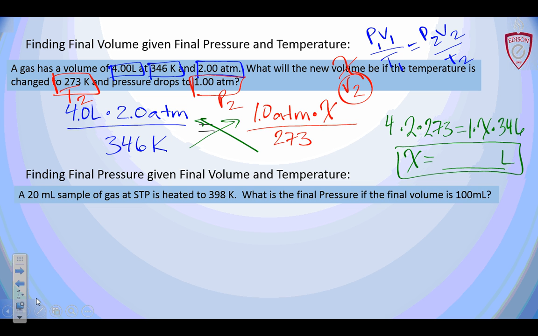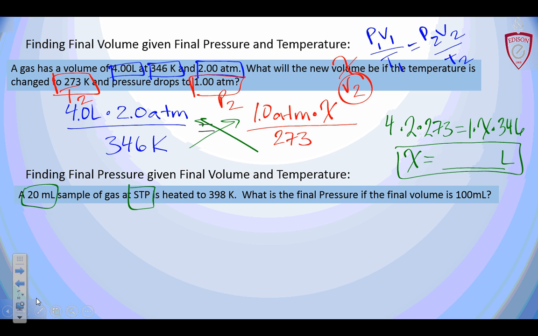All right, last problem. The last problem for you to write down is a 20 milliliter sample of gas at STP is heated to 398 Kelvin. What is the final pressure if the final volume is 100 milliliters?